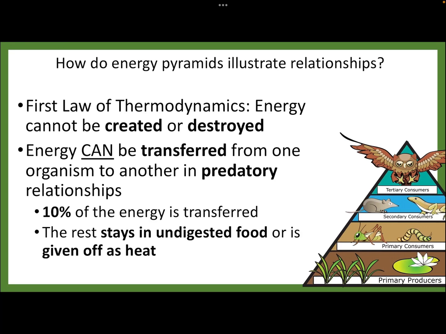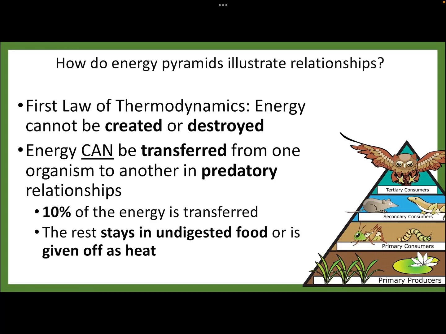So when we look at our energy pyramids, we do need to remember some things. And one of the rules that we need to remember is something that we started to talk about in our chemistry unit. One of the things we need to keep in mind is that first law of thermodynamics. Energy cannot be created or destroyed. Energy is transferred from one organism to another.